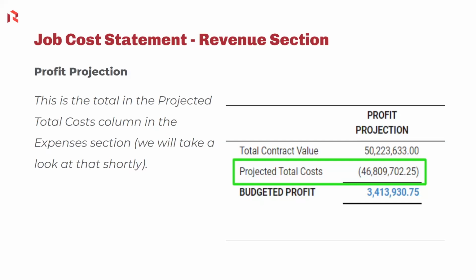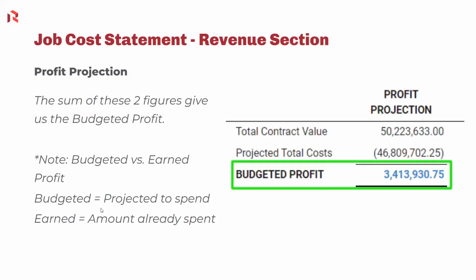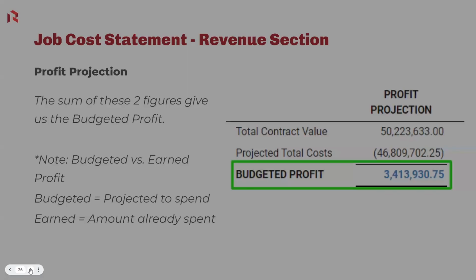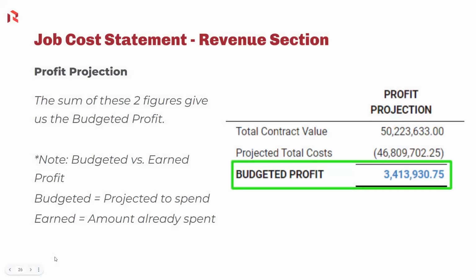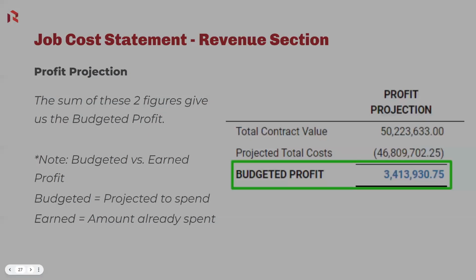Again, a cost is a negative number, so you'll see that in parentheses. And then the difference between those two will give us the budgeted profit. Now we'll also look at earned profit, and just to make that distinction, the difference between budgeted and earned is budgeted is what we're projecting to spend, and earned is money that's already been spent. That's what gives us the budgeted profit.